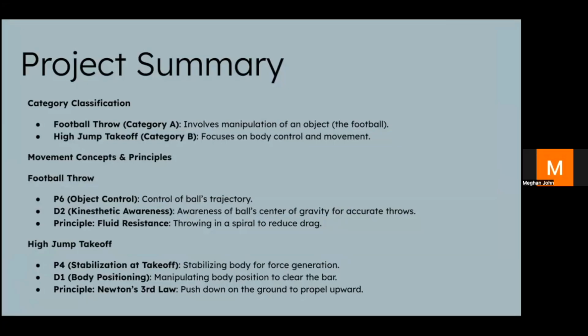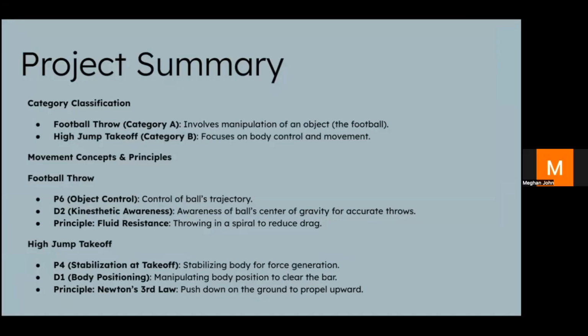Athletes need to control the trajectory and velocity of the ball in order to have a successful, accurate release of the ball. By minimizing drag and focusing on fluid resistance, the quarterback controls the trajectory and spin of the ball, and accuracy is key to a successful throw.